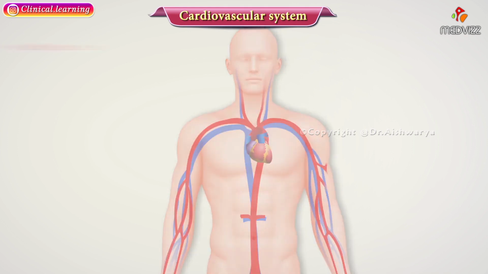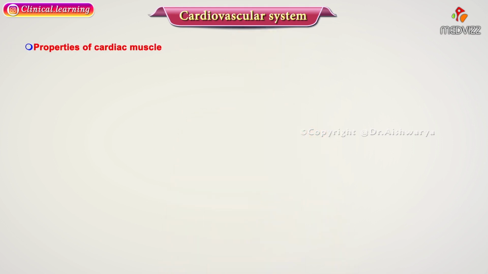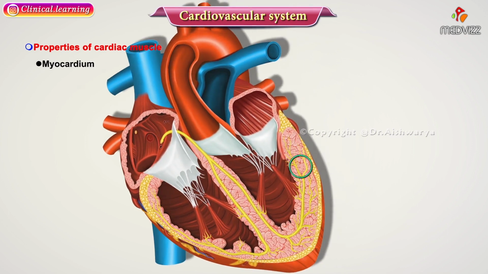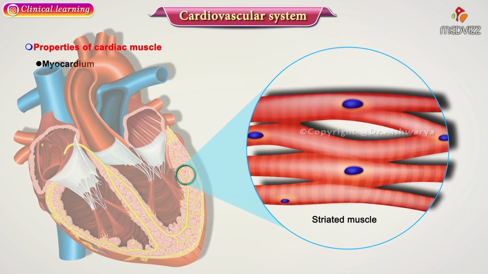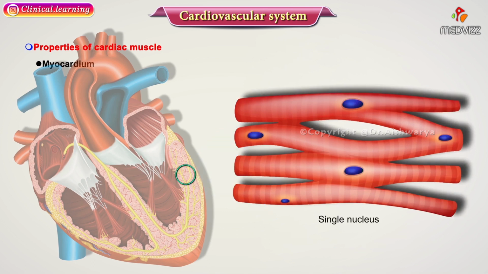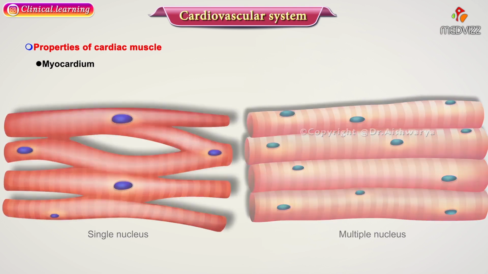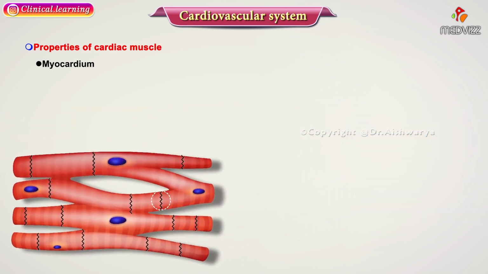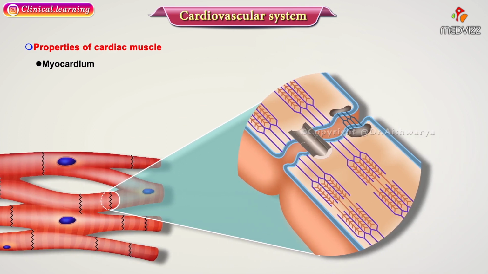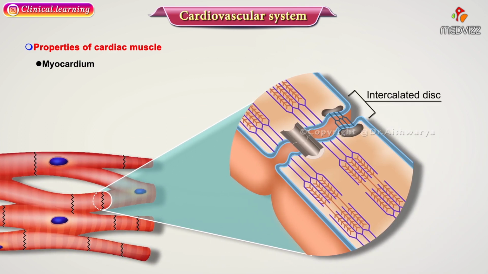Now let us talk about the properties of the cardiac muscle. First we will deal with the myocardium. The myocardium is a striated muscle. This is the only thing common to that of skeletal muscle. The myocardium has a single nucleus, whereas in the skeletal muscle fiber you have multiple nuclei. And there is a specialized structure present in the myocardial fiber called the intercalated disc, located at the Z line of the sarcomere.